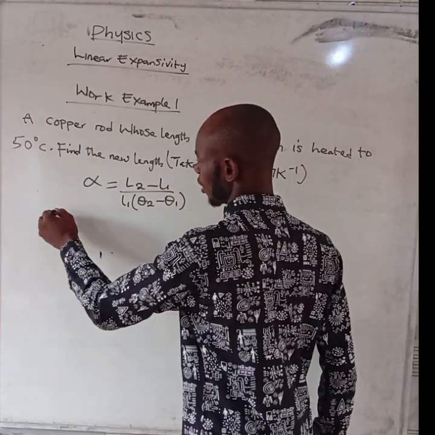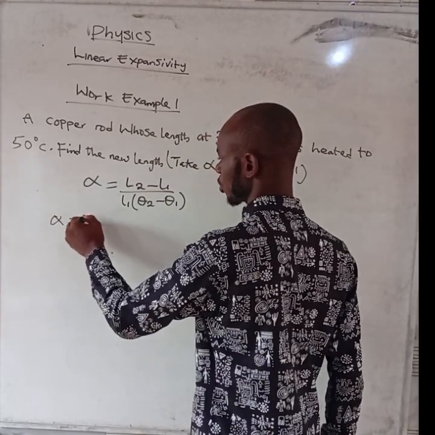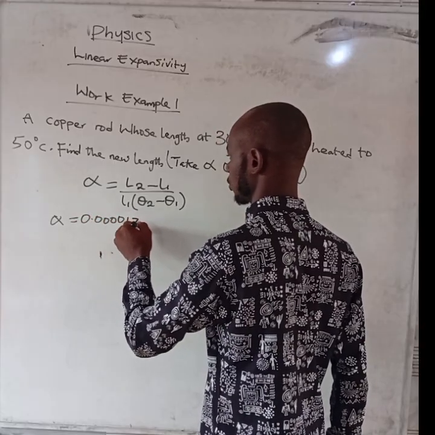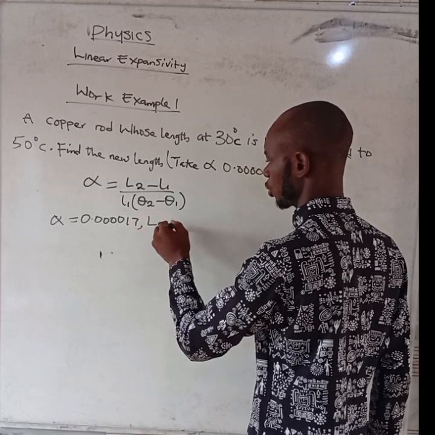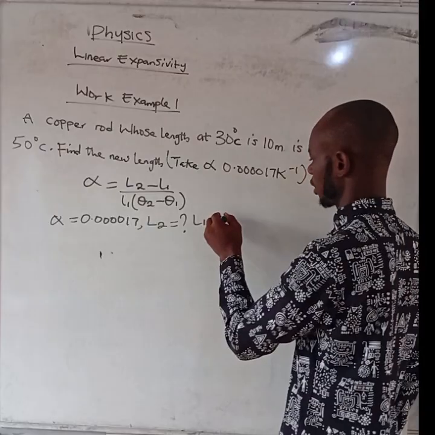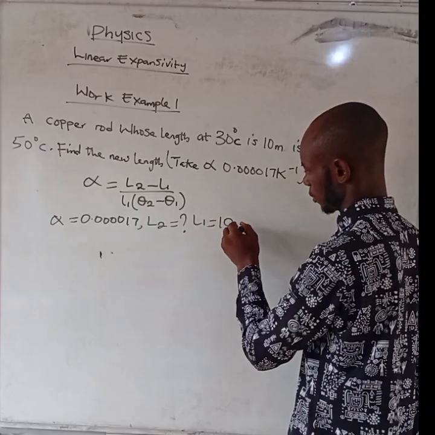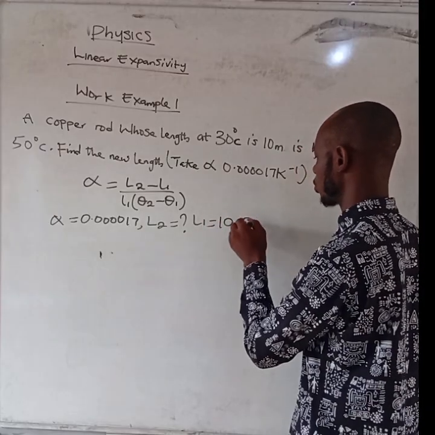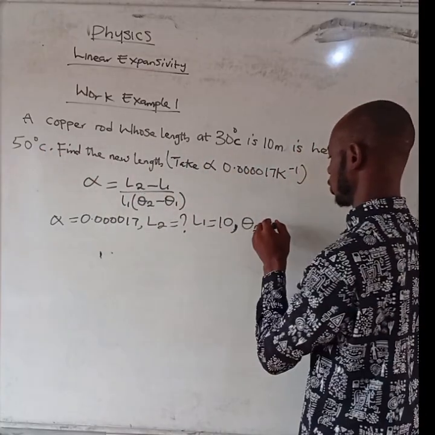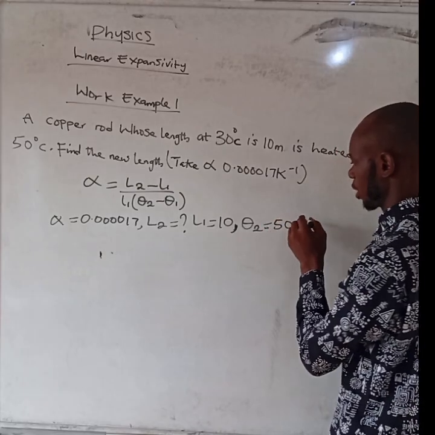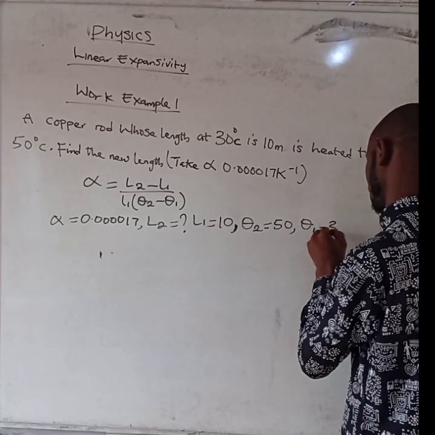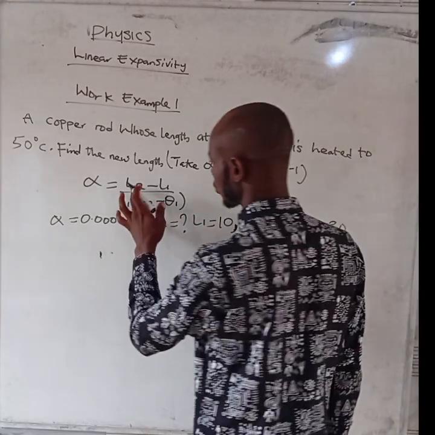So now let's bring out the parameters. Alpha is equal to 0.00017. L2 is what we are asked to find. L1 is equal to 10 meters. Theta 2 is the final temperature, which is equal to 50. Theta 1 is the initial temperature, 30.